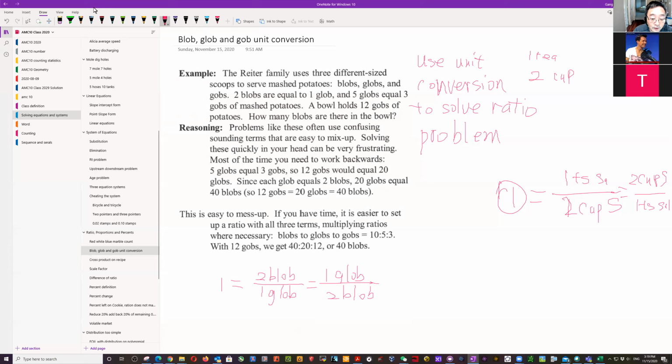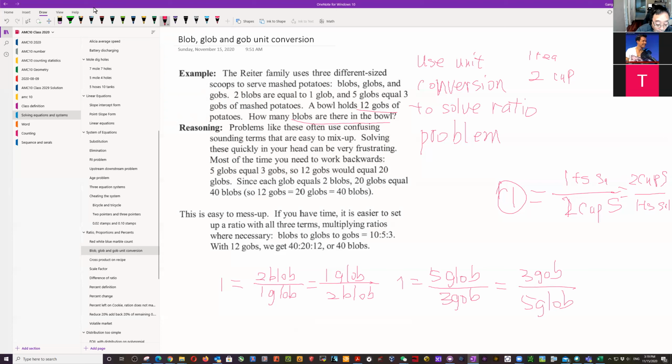And then 5 globs equal to, so basically 1 is equal to 5 glob and 3 glob equal to 3 glob and 5 glob. So basically it's asking how many blobs are there in a bowl. So a bowl holds 12 glob.